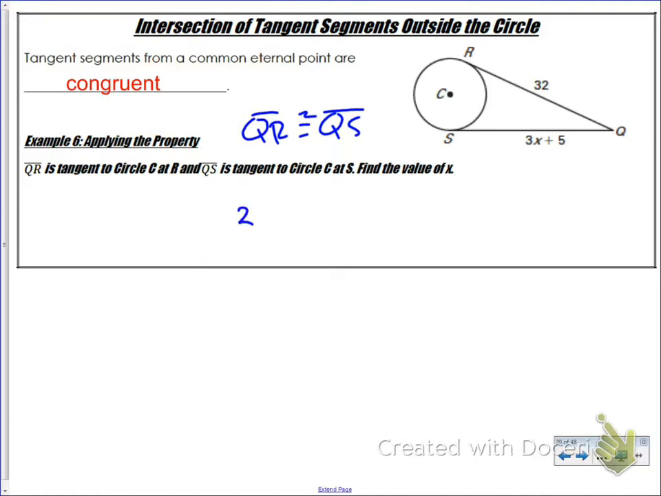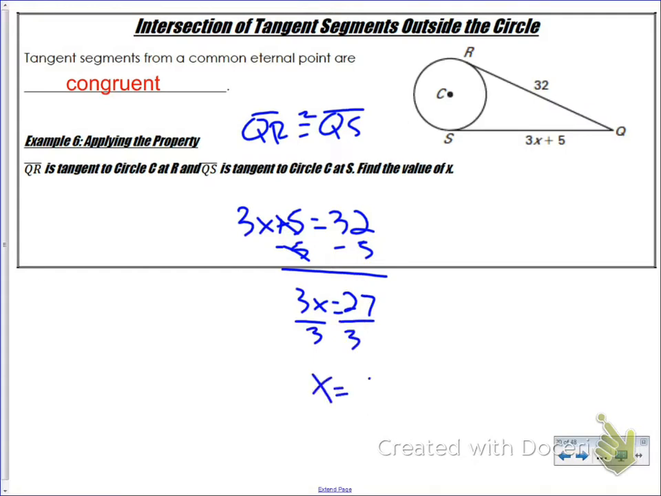In this particular case, QS is 3x plus 5, and that's going to be equal to QR, which is 32. Again, a two-step equation: subtract 5 from both sides. 3x equals 27. Divide by 3, and x is equal to 9. So when you have two tangent segments with a common external point, we just set them equal to each other to solve.